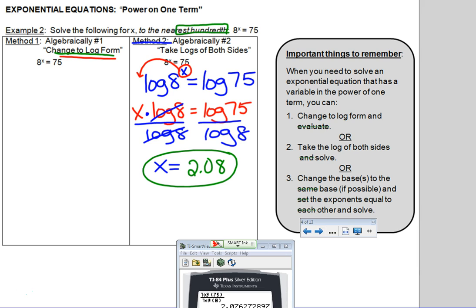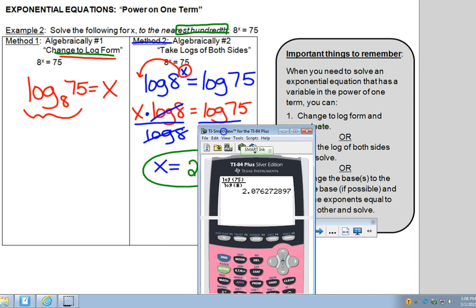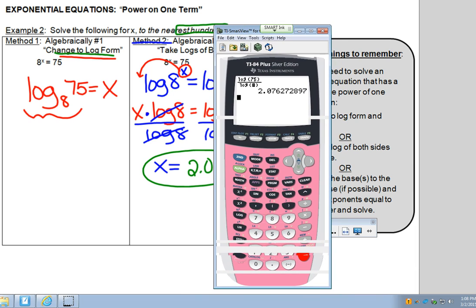So what's changing forms? If you recall, I can change it to log form. Now we're not taking the log of both sides, we're just changing it back to log form. Log, the base is 8, 75 is the value, and the exponent is equal to x. At this point, you can put this in your calculator. Now, the reason why this method is not as common as the other one is because not all calculators can do a base 8. Most calculators have the regular log button, and that's a base 10. But in order to make it a base 8, you have to have the capabilities on your calculator.